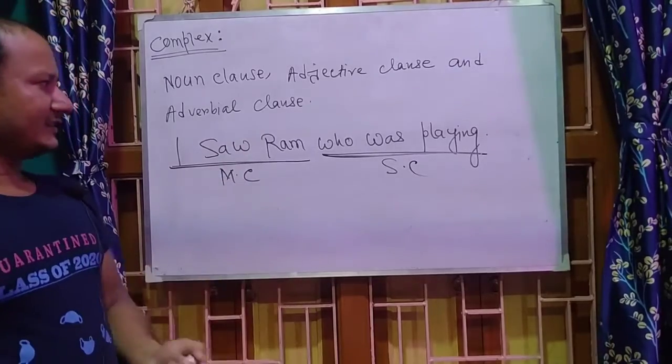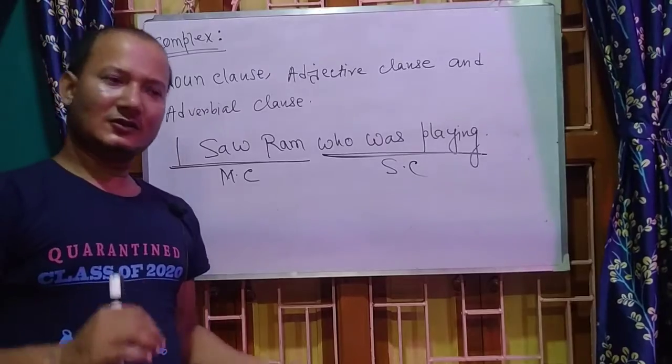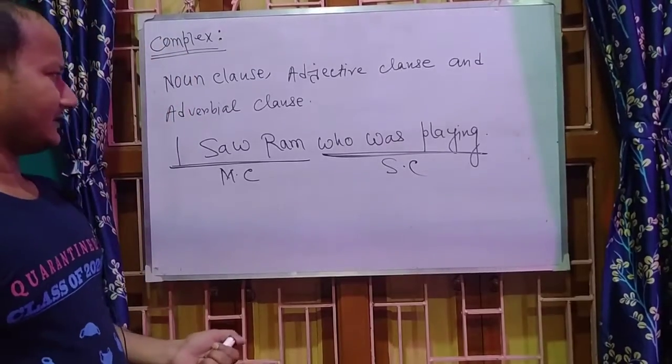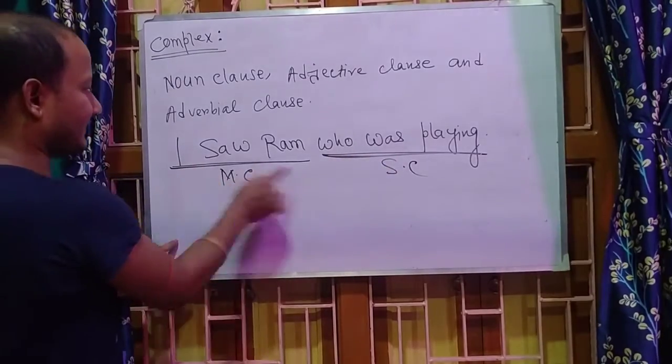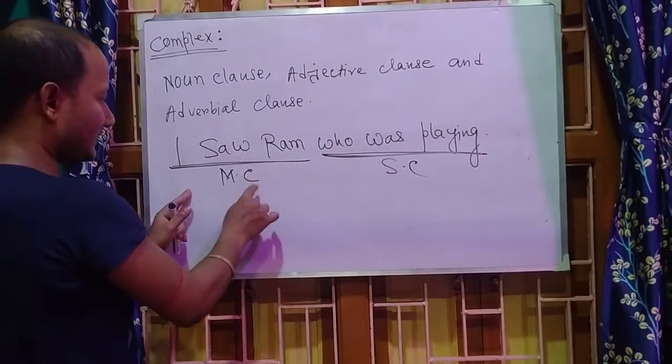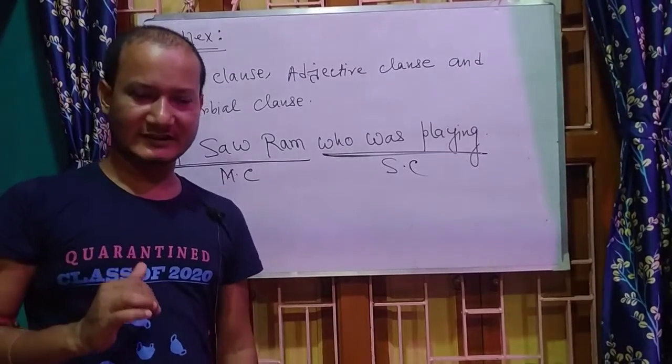Suppose in the beginning you were telling who was playing. Obviously you will ask me who was playing, because the answer will not come, because this part totally depends on this part. This is called the main clause. Do you understand, dear students? I hope you understood it nicely.